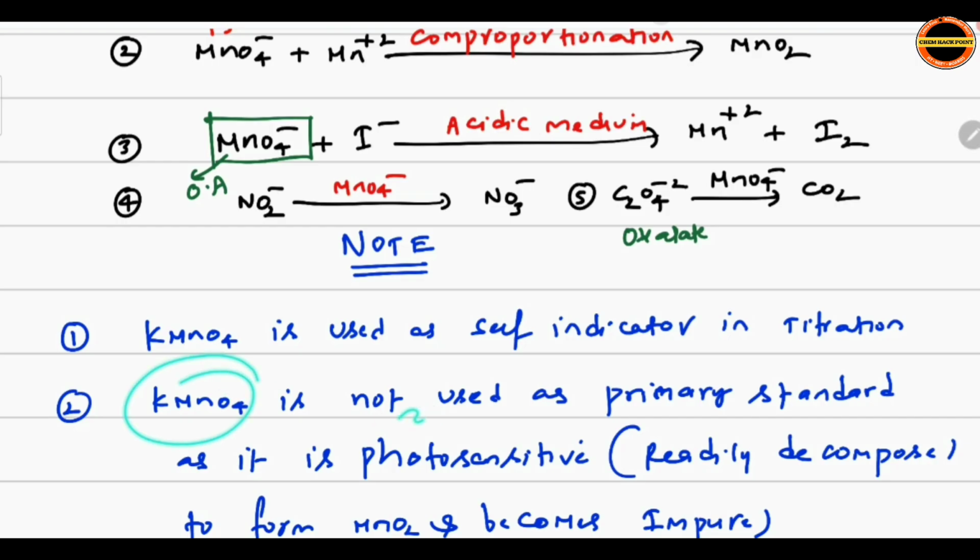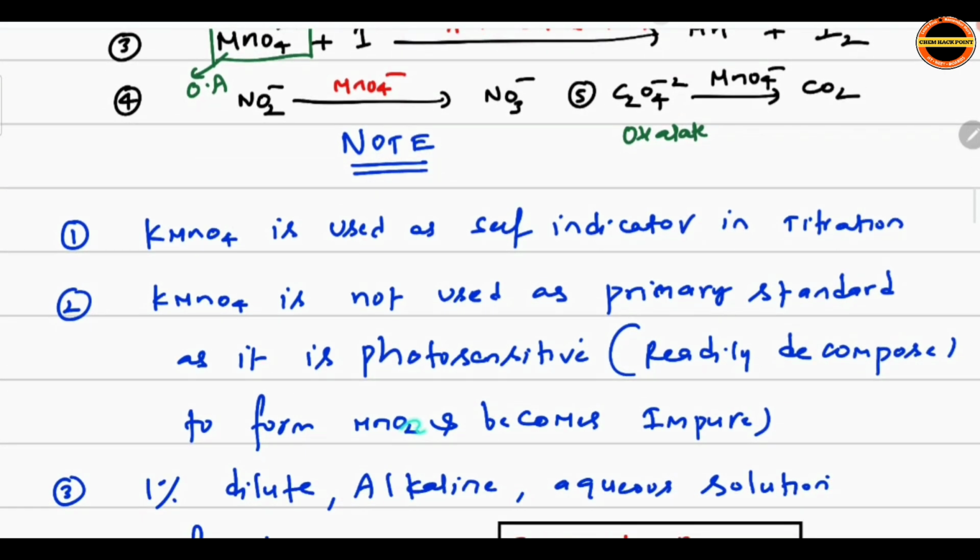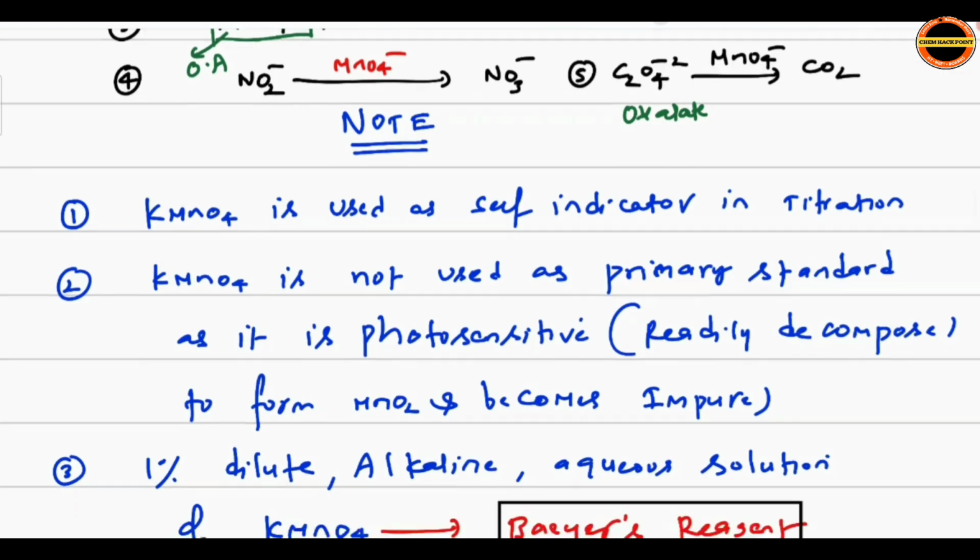So KMnO4 is not used as a primary standard as it is photosensitive, meaning whenever it is exposed to light, it readily decomposes to form MnO2 and becomes impure. Once impurity is formed, you will get errors in measurement during titration. So such photosensitive compounds cannot be used as a primary standard. A primary standard is a solution whose concentration is already known to us, by using which we calculate other concentrations during titration.